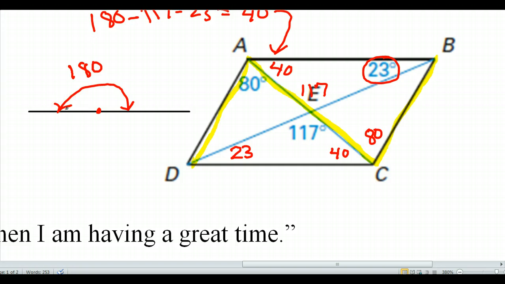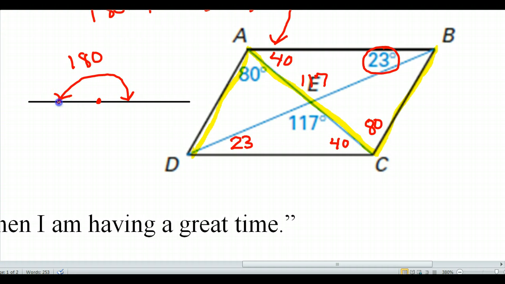How many degrees are in a full circle? 360. All right? Does everybody understand that a full circle is 360 degrees? If I went all the way around, that would be 360 degrees. So a straight line is just halfway. Half of 360 is 180. So a straight line is always 180 degrees.